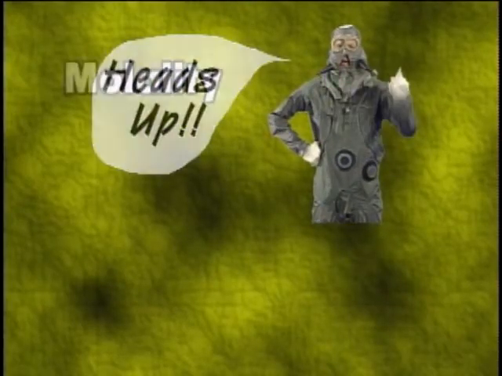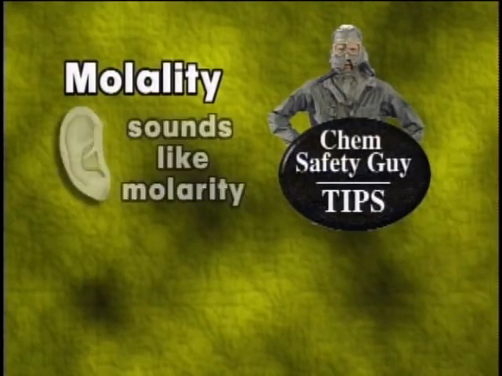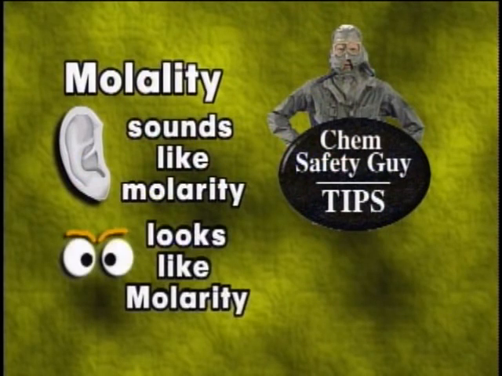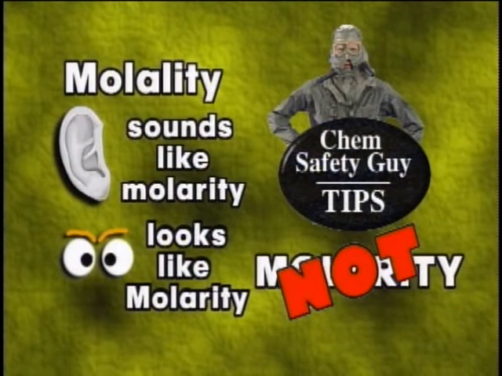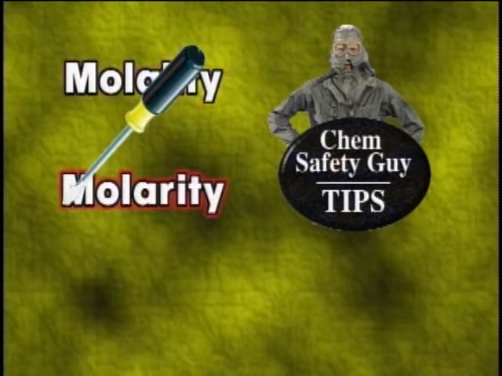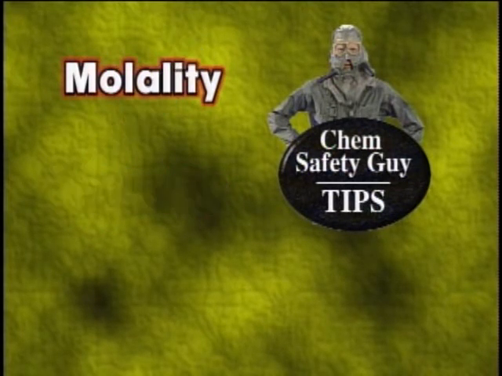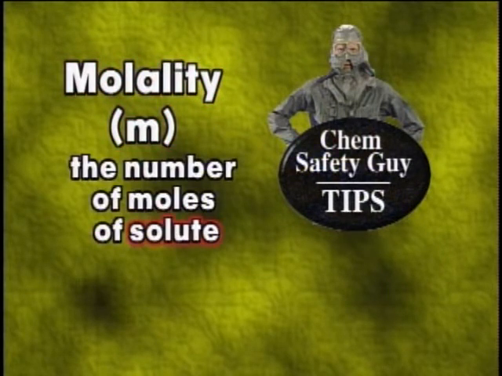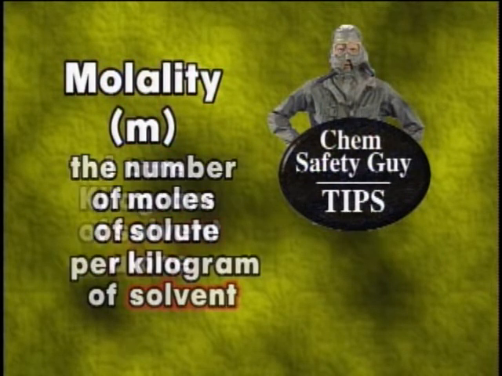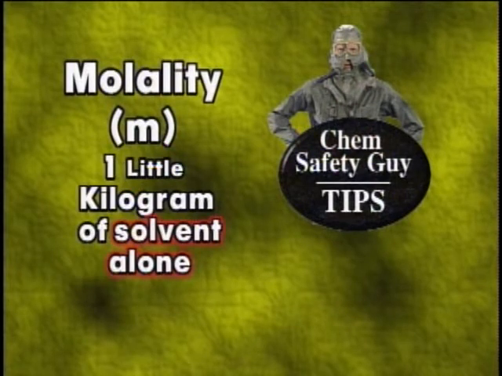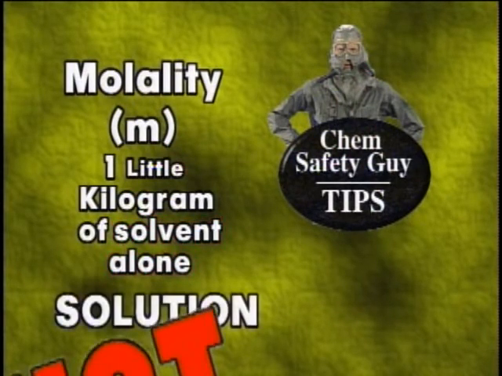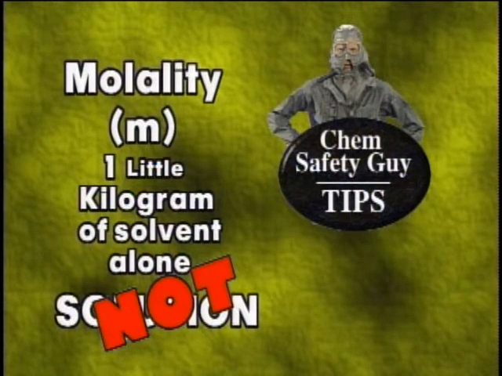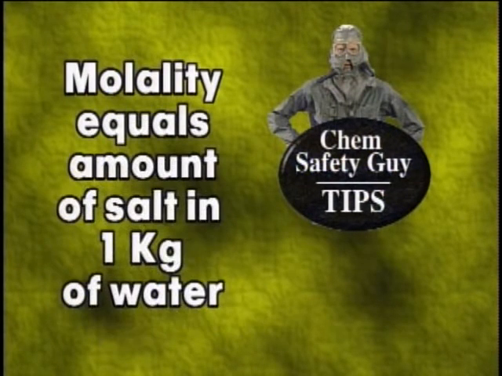All right, heads up, because we're going to talk about molality. Now, molality sounds like molarity. It even looks like molarity, but it's not the same thing. Learn the difference so you don't screw it up on your tests. The molality of a solution, represented by small m, is the number of moles of solute per kilogram of solvent. It's the amount of solute in 1 kilogram of solvent alone, not solution. For our NaCl example, the molality is the amount of salt in 1 kilogram of the water.